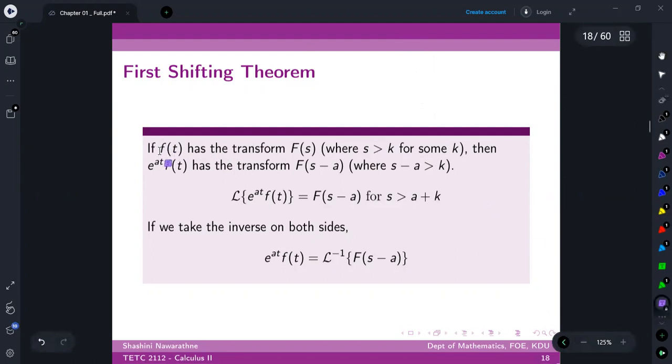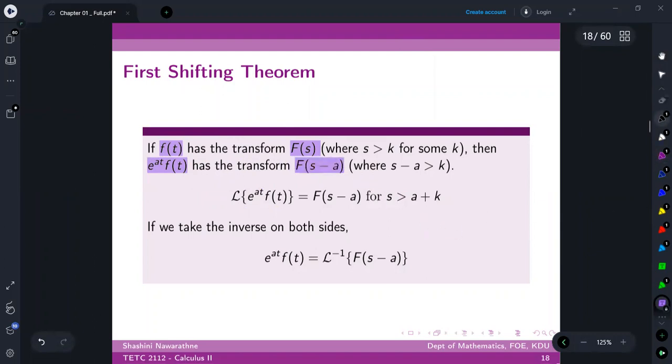Here we can state the theorem as: if we have a function f of t that has the Laplace transform capital F of s, then we can find the Laplace transform of the new function e to the power at times f of t, and the new Laplace transform is F of s minus a.